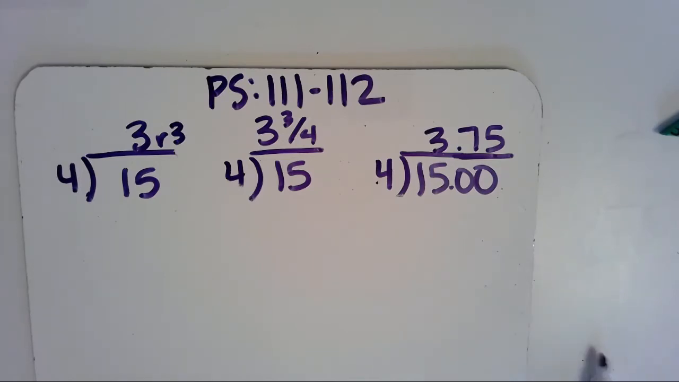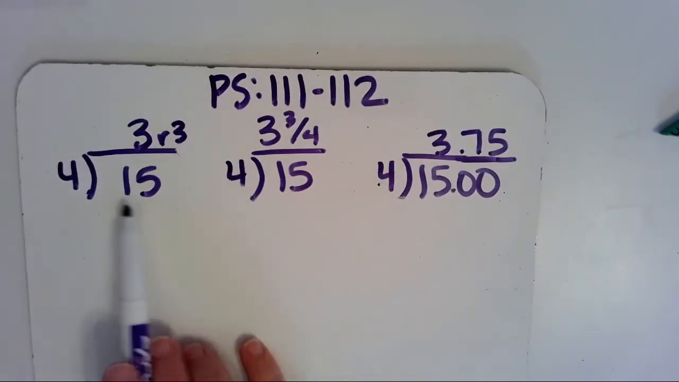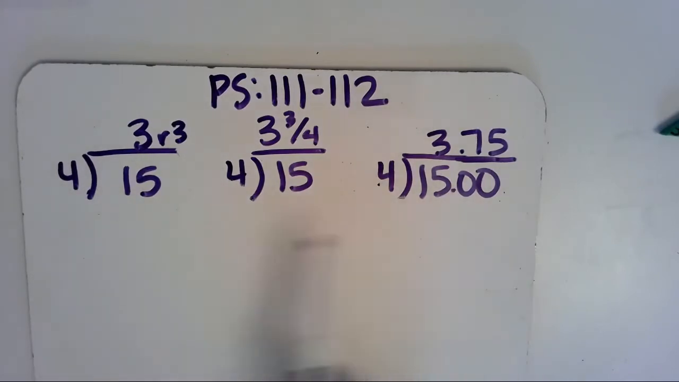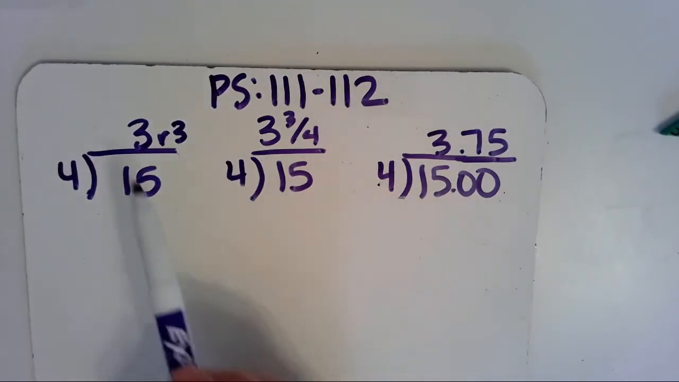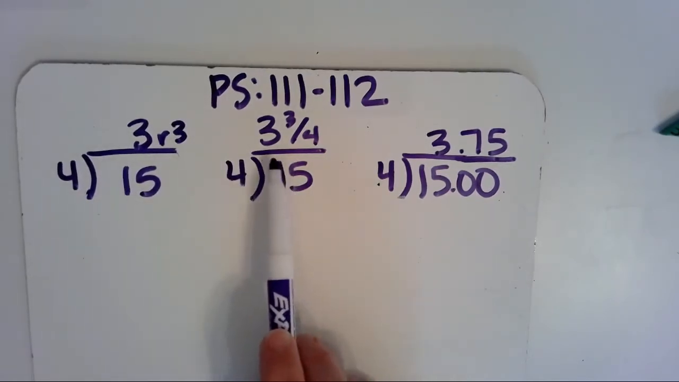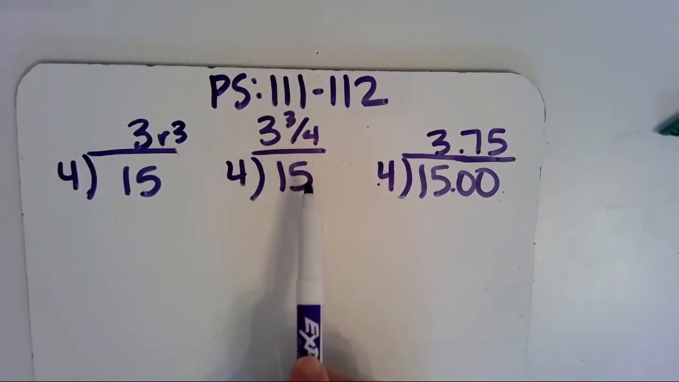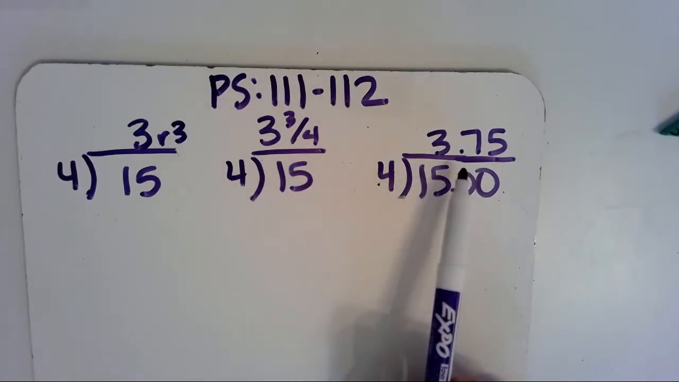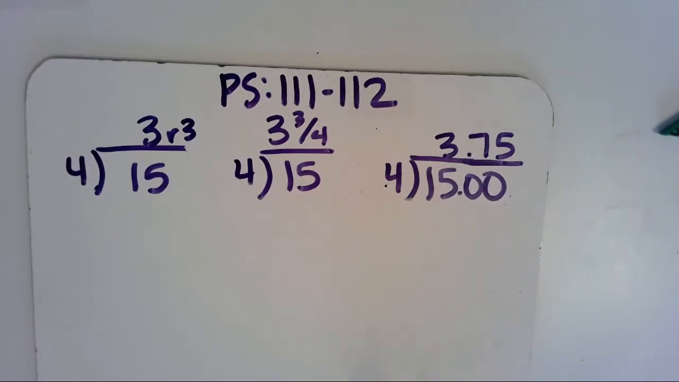We could take the number 15 and divide it by 4 and get 3 answers that are the same but written different ways. So we could say 3 remainder 3. We could write it as 3 3/4 as a fraction, or as a decimal, 3.75.